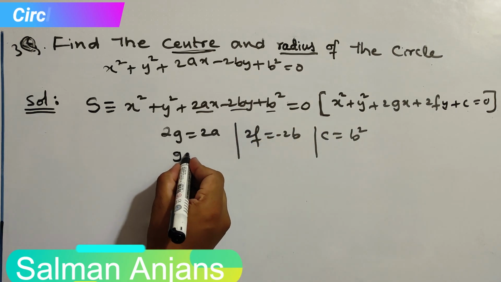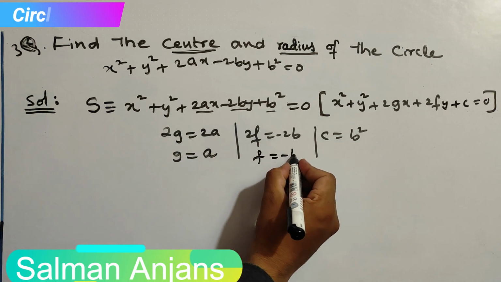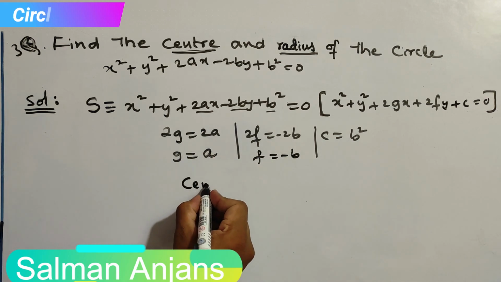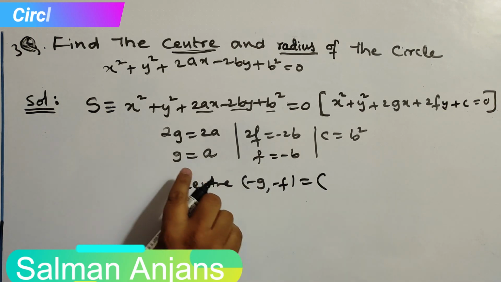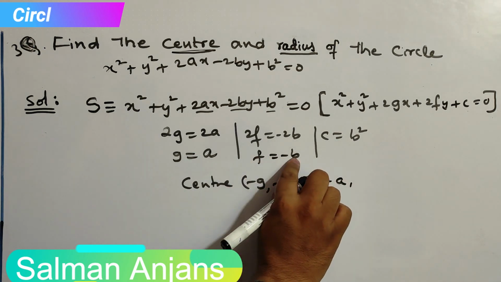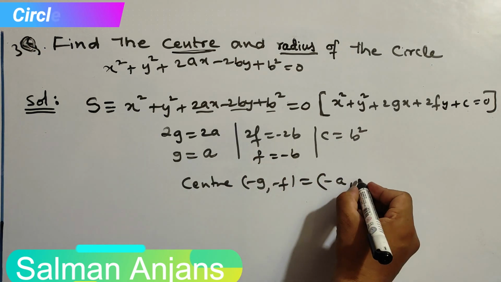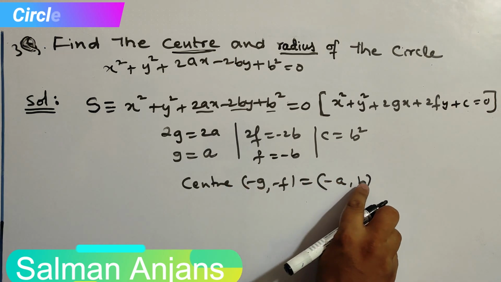Then the value of g equals 2a by 2, the 2s cancel, so a, and the value of f equals minus 2b by 2, the 2s cancel, so minus b. We know that the center is minus g comma minus f. So g is a, then minus g is minus a; f is minus b, then minus f is plus b. So the center minus g comma minus f is minus a comma b.